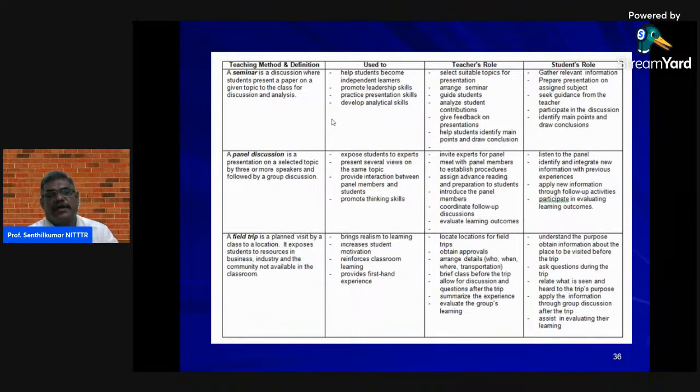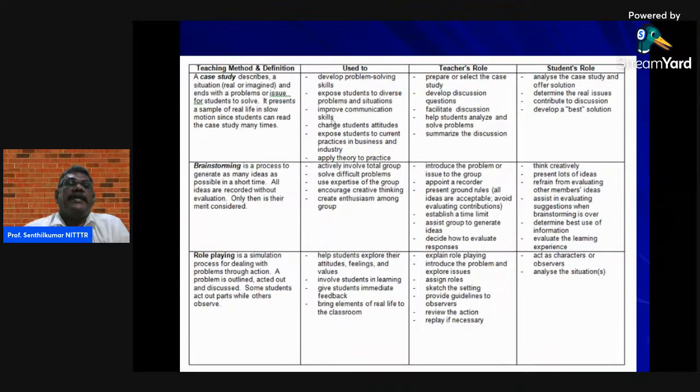Suppose an automobile workshop. Suppose there is a thermal power plant nearby, then we have to arrange a visit to the thermal power plant. Otherwise, if some robotics or automation industry is nearby, you have to arrange that. And for a case study, describe a case study, real or imagined, that ends with a problem.